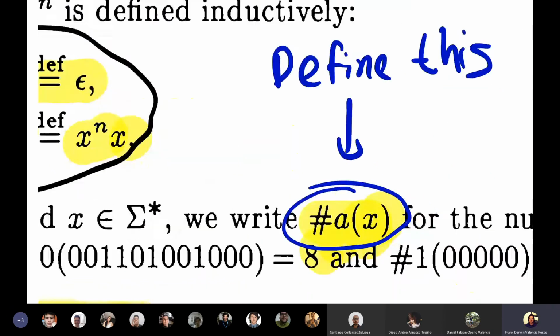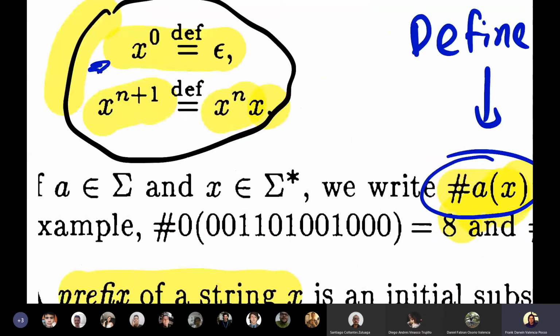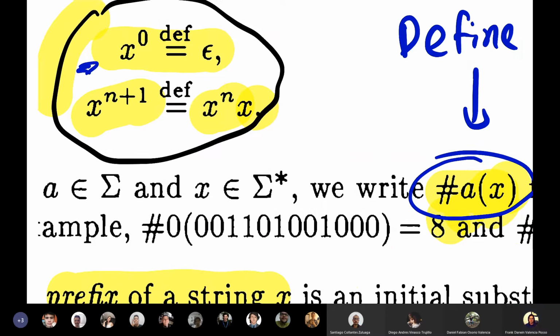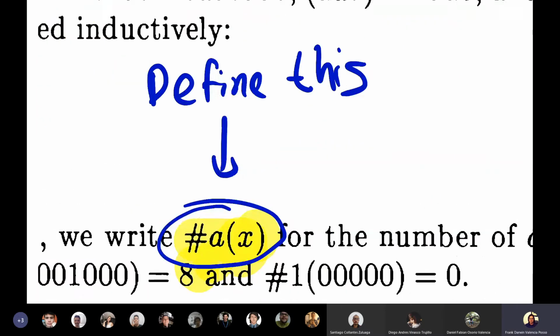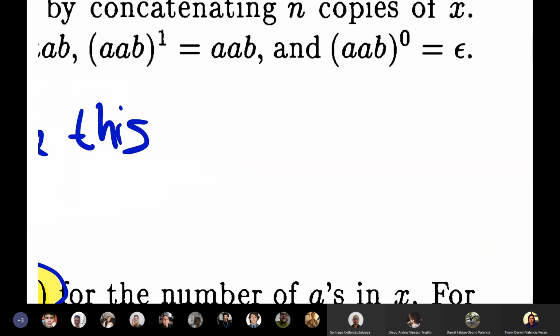Now another definition is number a in X. This is the number of a's that appear in X. In this example, for example, the number of zeros that appear in this string is 8. 1, 2, 3, 4, 5, 6, 7, 8. So one exercise is to define this inductively. Anyone?